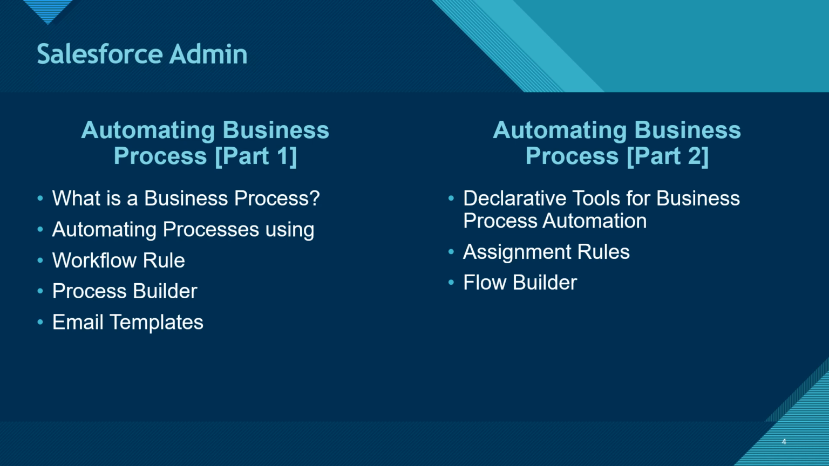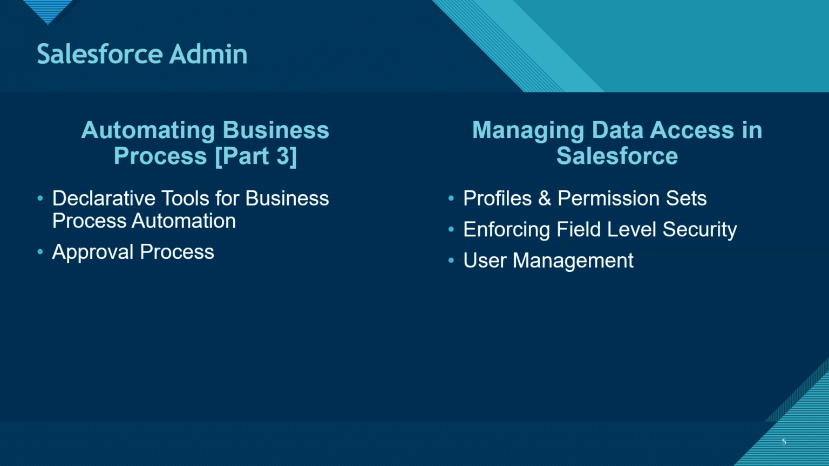Okay, in part 3 we are going to cover the approval process things. So it's a bit more advanced than the flows. This part 1, part 2, part 3 about automation and business processes is highly important.